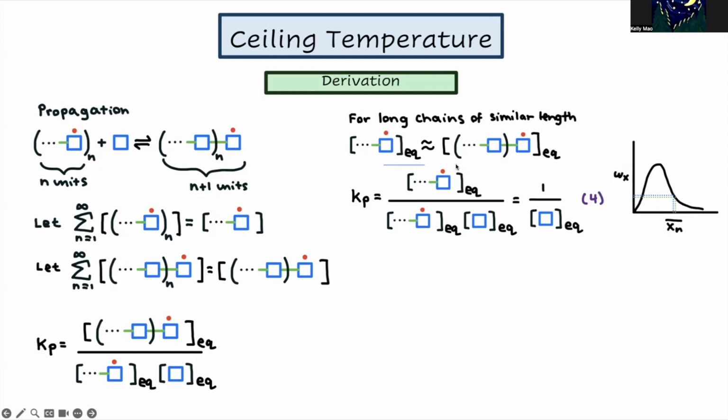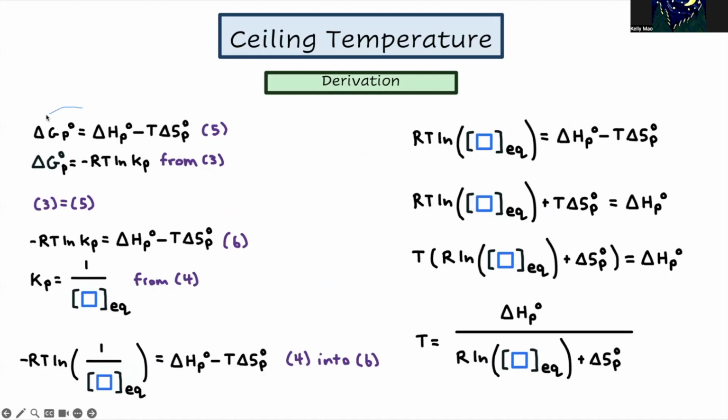So if we have this rough inequality, we can plug that into our Kp equation, and we can get that our equilibrium constant for propagation is 1 over the equilibrium concentration of monomer. Returning to the standard state Gibbs free energy change for the propagation reaction, we can write this value in terms of the standard state change in enthalpy and the change in entropy.